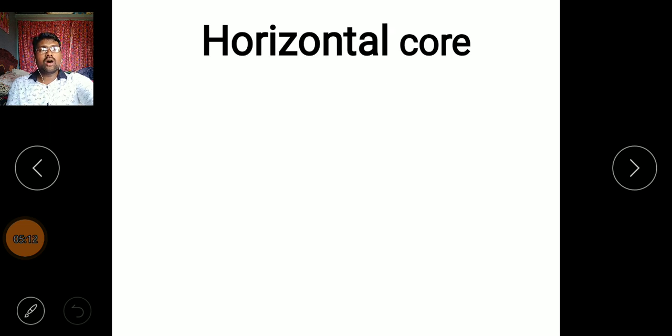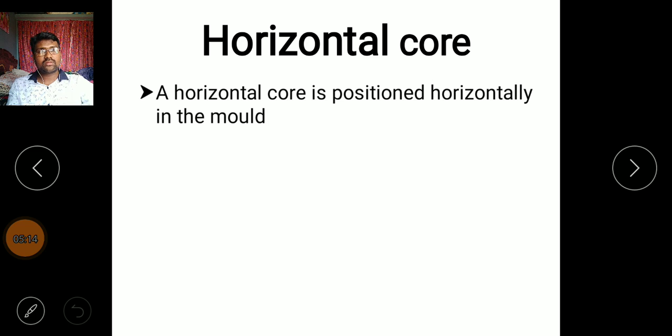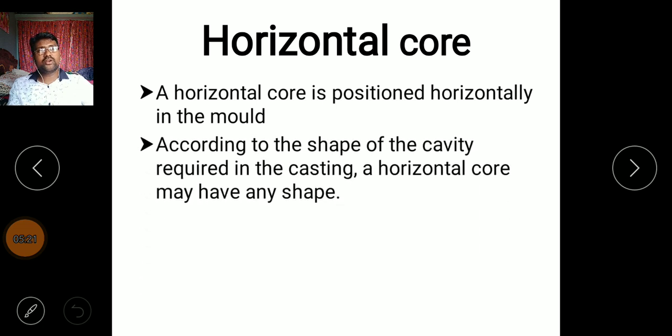Next, coming to the horizontal core. A horizontal core is positioned horizontally in the mold according to the shape of the cavity required in the casting. A horizontal core may have any shape.